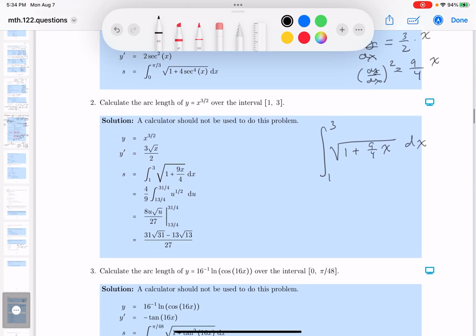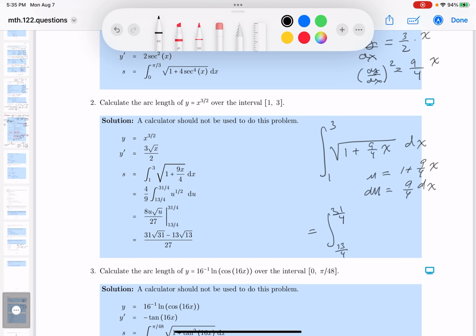What I'm going to do now, I'm going to use u substitution to figure this out. And let me go through that with you. I'm going to say u equals 1 plus 9/4 of an x. The du would be 9/4 of a dx. Let's go through that. So, if you plug in the 1, the lower limit, you want to know what u is. u would be 1 plus 9/4, which would be 13/4. If you're at 3, you get 27/4, and 27/4 plus 1 is going to be 31/4.